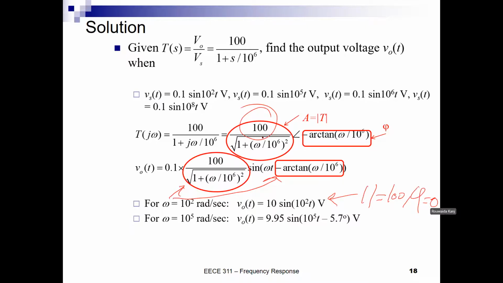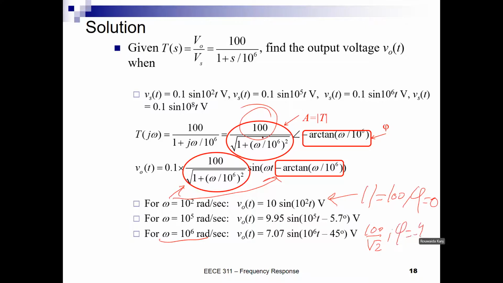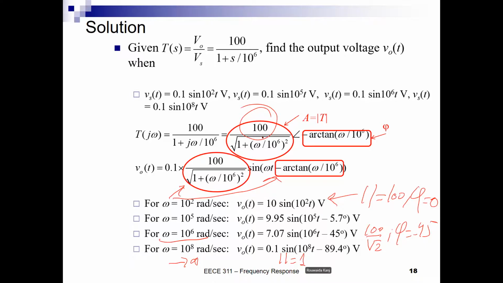And as I increase it, I start to have some effect. At omega 0, the magnitude gets divided by root 2, so this becomes 100 over root 2, and the phase is minus 45. And this is interesting because we will see it in the phase and Bode plot soon. And at omega much larger, as omega tends to infinity, then the gain becomes equal to 1 or lower, so it drops a lot and the phase becomes equal to minus 90 degrees.